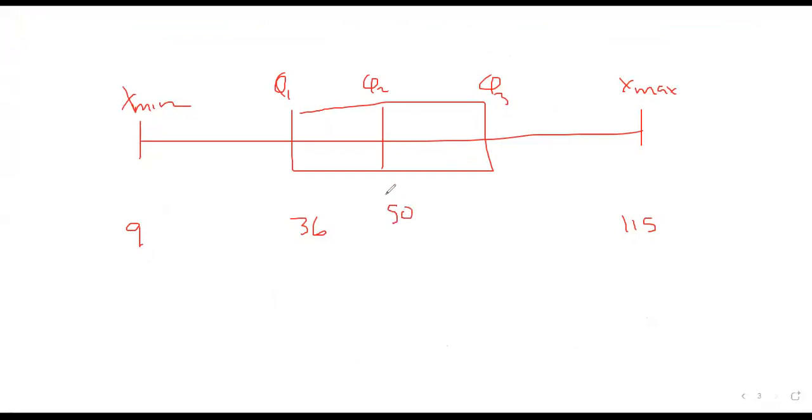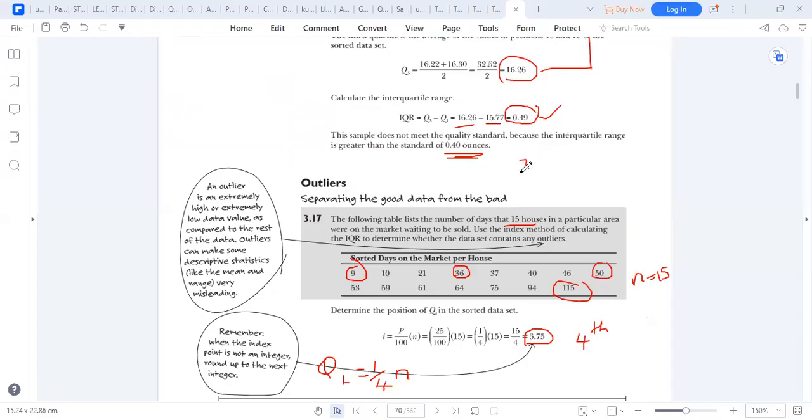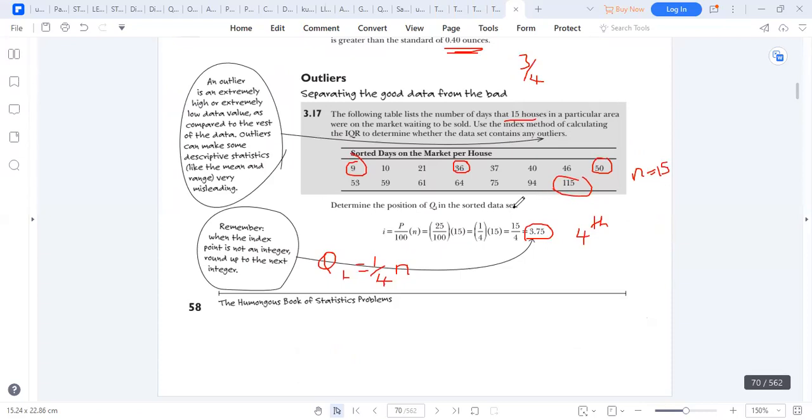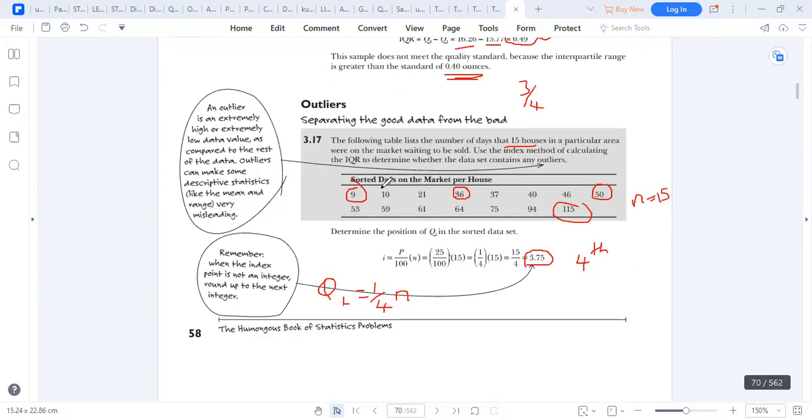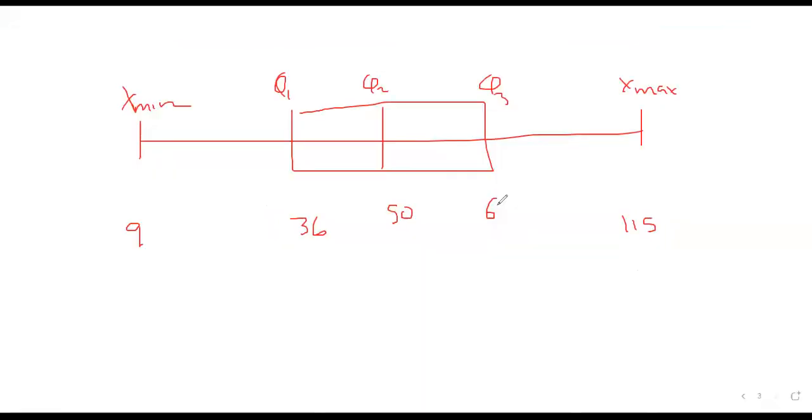Then we also find Q3. How do you find Q3? 3/4 of N, right? So what is 3/4 of N? It is 11.25. Remember, round up even if it's smaller. So this is the 12th position. So 12th position, you find as 64. So you count 1, 2, 3, 4, 5, 6, 7, 8, 9, 10, 11, 12. That's where 64 is coming from. So we put 64 here.